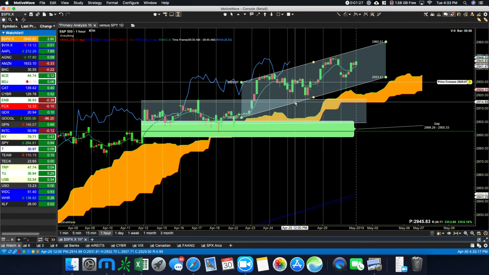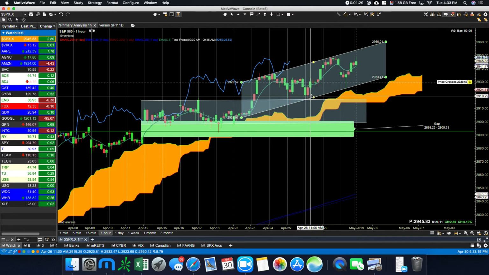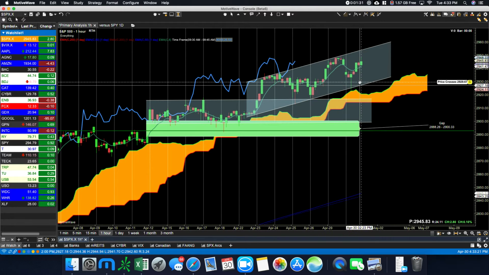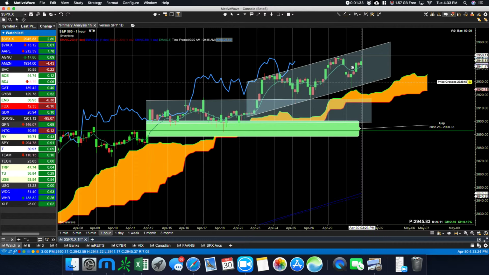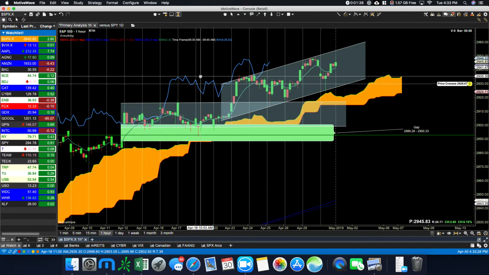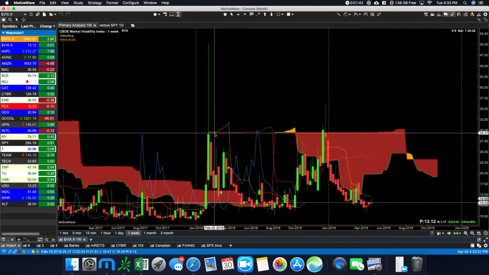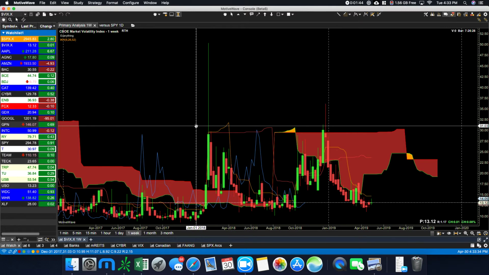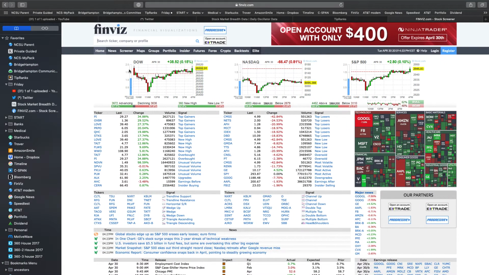Top of the channel, bottom of the channel, midway, bottom of the channel, top of the channel, bottom of the channel, now midway. So let's see if we can hit the top of the channel and see if this modest strength will continue. The volatility index is still at 13, but let's go look at some other numbers.